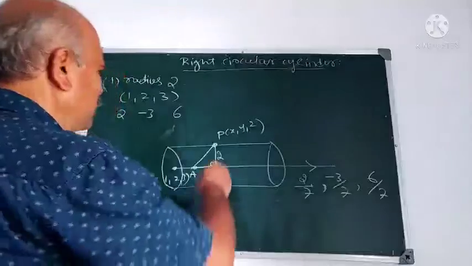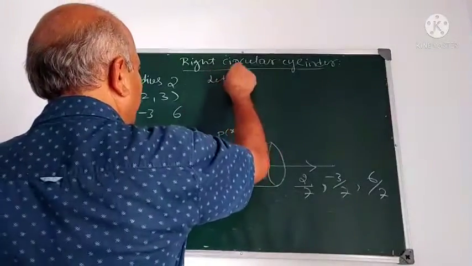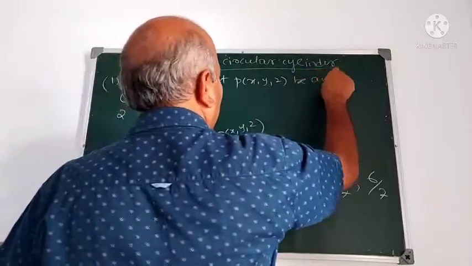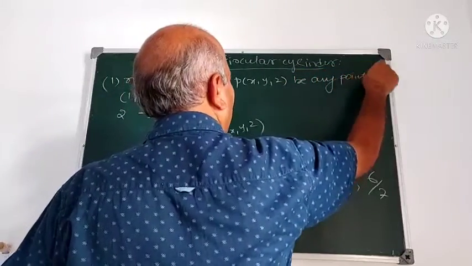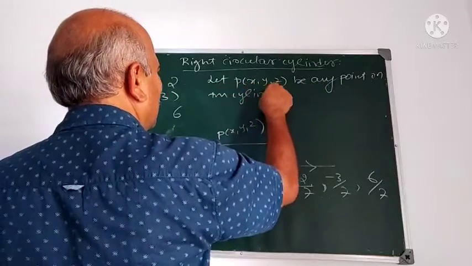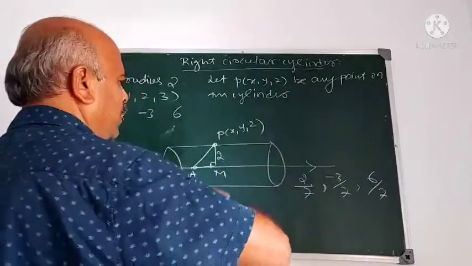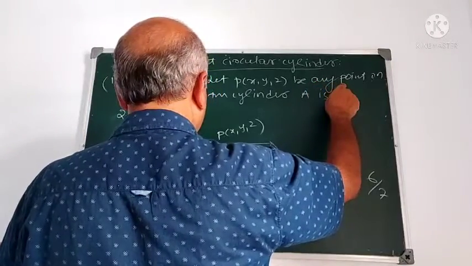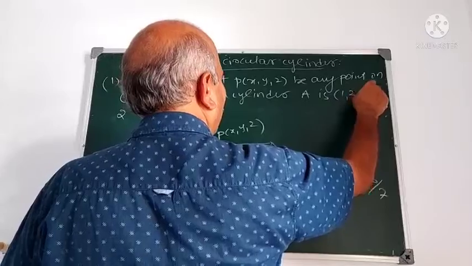Now I start with this. Let P(x, y, z) be any point on the surface of the cylinder, and A is (1, 2, 3).